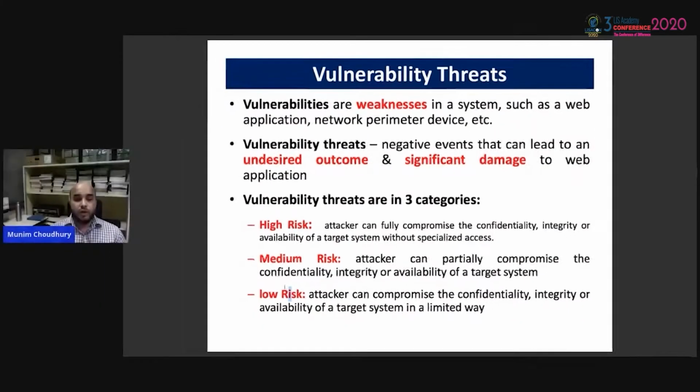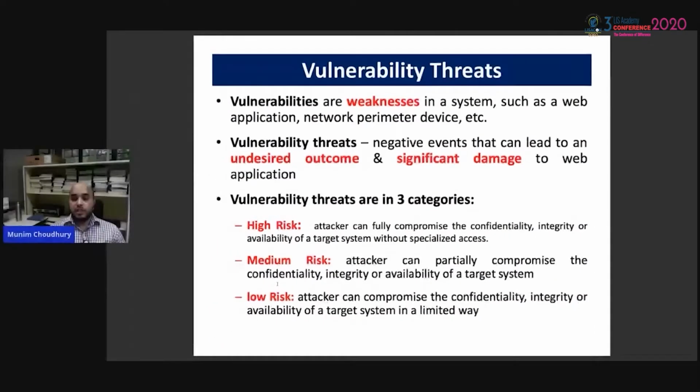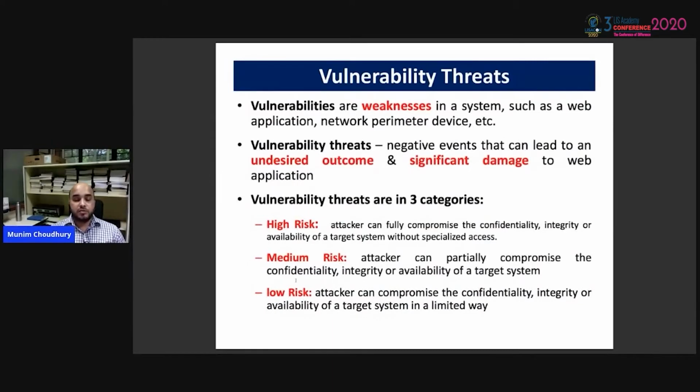In the high risk category, an attacker can fully compromise the confidentiality, integrity, or availability of the target system without specialized cases. Medium risk, an attacker can partially compromise the confidentiality, integrity, or availability of the target system. In the low risk category, an attacker can compromise the confidentiality, integrity, or availability of the target system in a limited way.